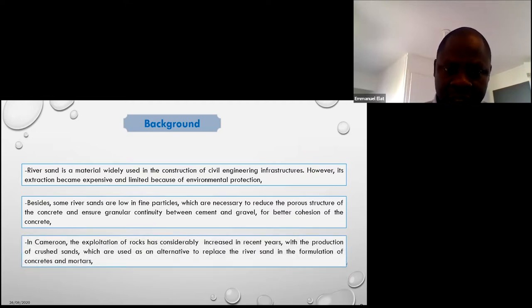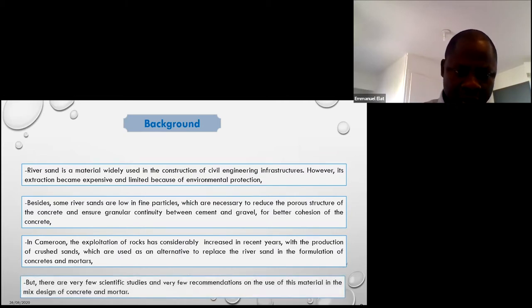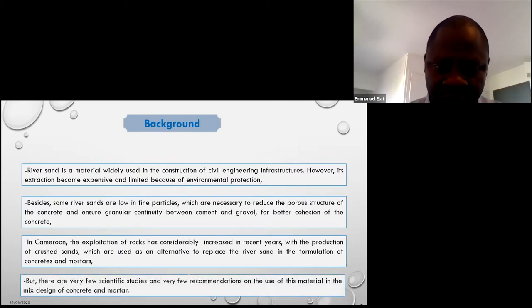In Cameroon, the exploitation of rock has considerably increased in recent years with the use of crushed sand, which is used as an alternative to replace the river sand in the formulation of concrete and mortars. But there are very few scientific studies and very few recommendations on the use of this material in the mix design of concrete and mortars.